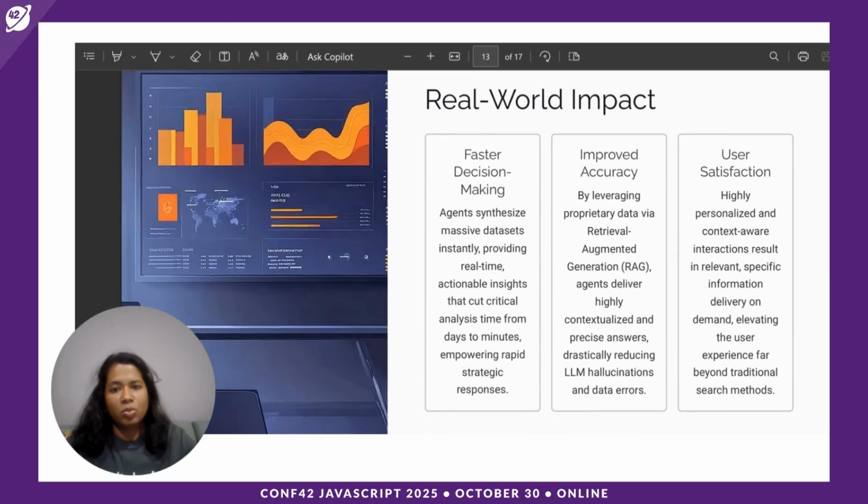Now let's talk about the real world impact. Implementation demonstrates three business impacts. Faster decision making. Agents synthesize massive data sets instantly, providing real time actionable insights that cut critical analysis time from days to minutes, empowering rapid strategic responses. Improved accuracy. By leveraging proprietary data via RAG, agents deliver highly contextualized and precise answers, drastically reducing LLM hallucinations and data errors. User satisfaction. Highly personalized and context aware interactions result in relevant, specific information delivered on demand, elevating the user experience far beyond traditional search methods.